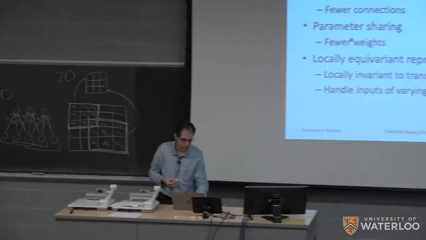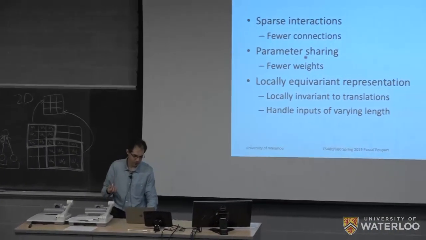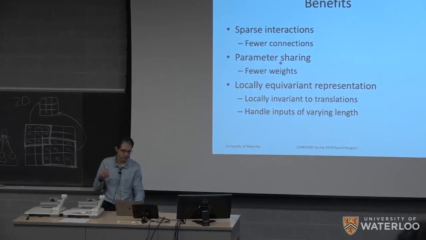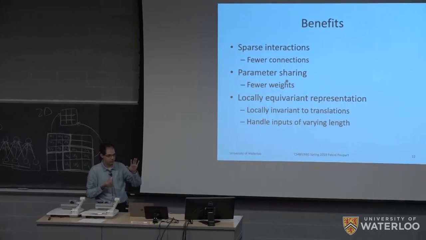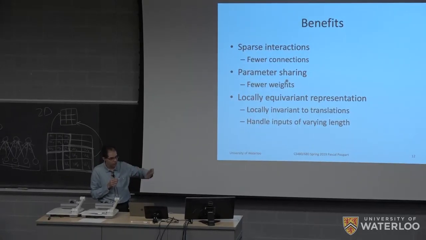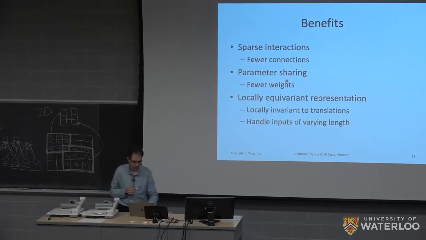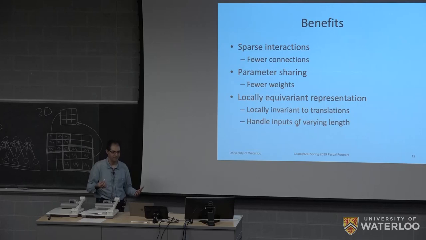In terms of parameters, there are fewer weights, in part because it's sparsely connected, but also because we share the weights. So every filter in a feature map essentially uses the same weights. And then finally, with the max pooling, or otherwise the pooling layers, we can obtain some equivariant representation. These tend to be invariant with respect to translations, and they can also help to handle inputs of varying length.